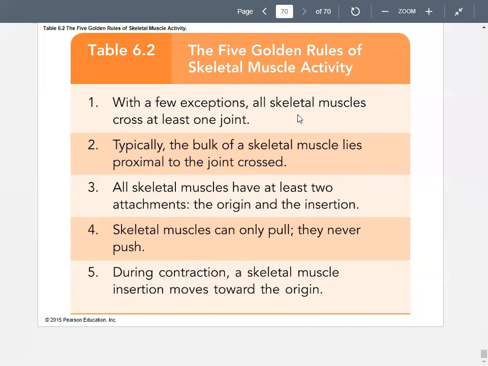And during contraction, your skeletal muscle insertion is going to move toward the origin. So again, like the biceps brachii example, this is my origin, this is my insertion. When I contract, I'm moving my insertion closer to my origin, okay? And actually my insertion is down here, so it's getting closer, right? So that's the muscular system.